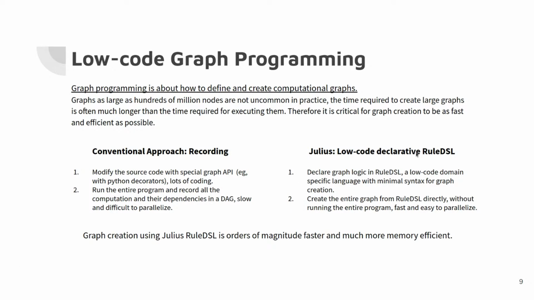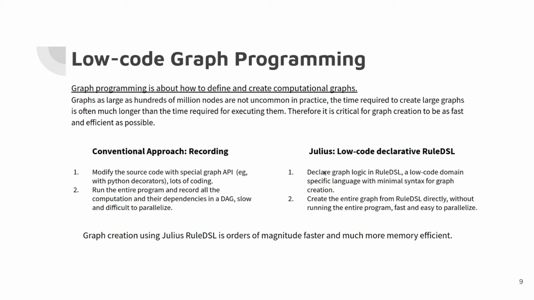So the Julius low-code graph programming approach is actually based on a DSL, a domain-specific language called root DSL. It's a very simple declarative syntax, with minimum features. It is specially designed for graph creation. Because when you do the standard recording approach, you have to run the entire program from beginning to end to generate the graph.